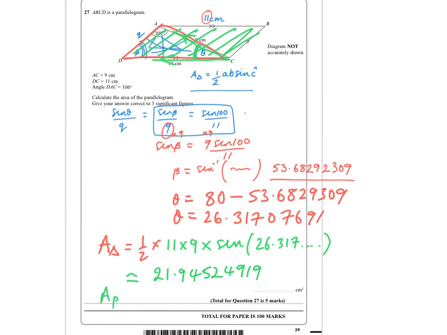So the area of the parallelogram would be double that, and you'd get 43.89049 and so on, but you want it to three significant figures, so my final answer would be 43.9 centimetres squared to 3 SF.